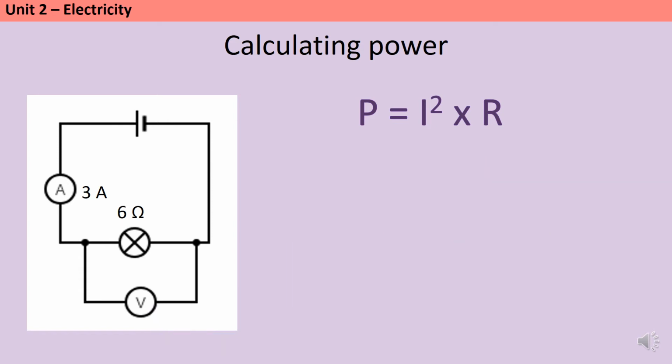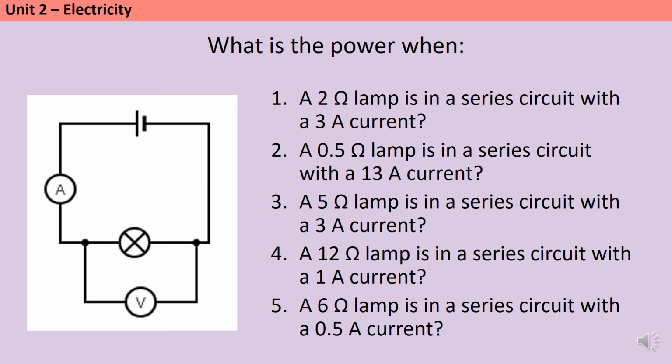Here's a second example of the same type. So here, to calculate the power, I'm going to use I² times R, so 3 squared times 6, which is 54 watts. Here are 5 more questions of this second type for you to have a go at. Remember, this time round you're using the equation P equals I² times R. Pause the video, and when you're ready to check your answers, you can unpause.